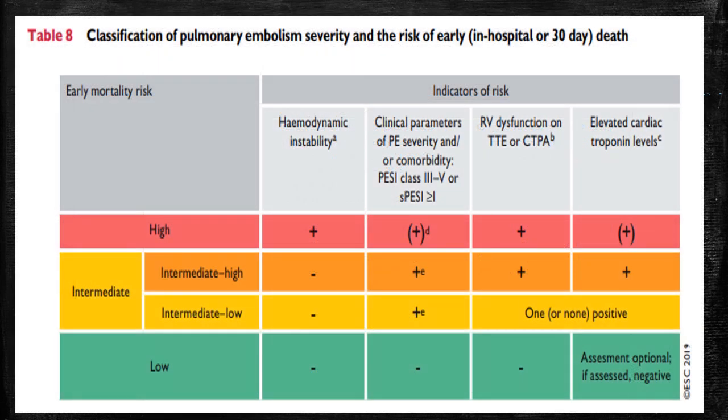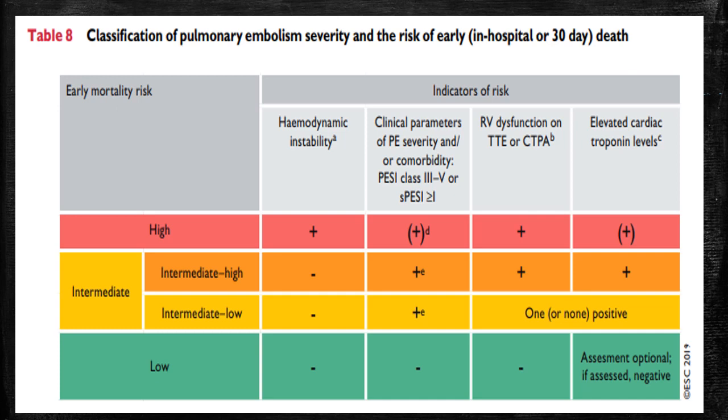So we have classified the pulmonary embolism severity on the basis of different clinical as well as investigational criteria: whether the patient is hemodynamically unstable, the clinical parameters of the pulmonary embolism severity index, right ventricular dysfunction on transthoracic echocardiography or CTPA, or elevated cardiac troponin level. So all these four indicators of risk stratify and put the patient into the high, intermediate or low mortality cases of pulmonary embolism in 30-day in-hospital mortality.